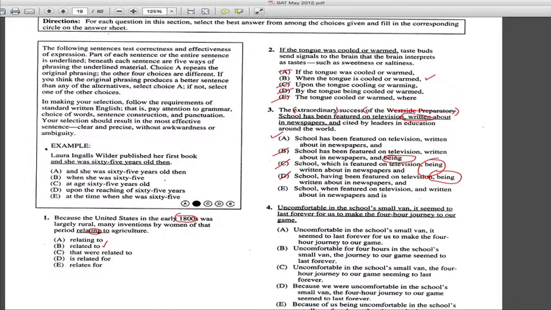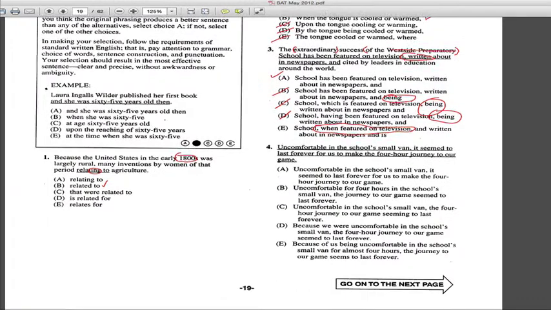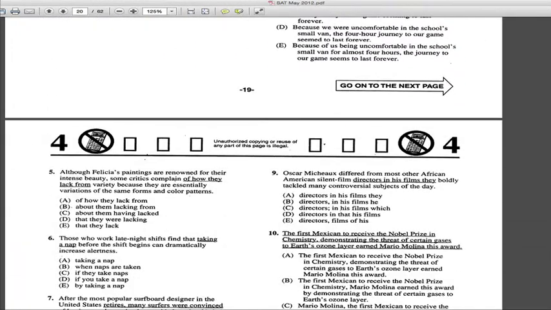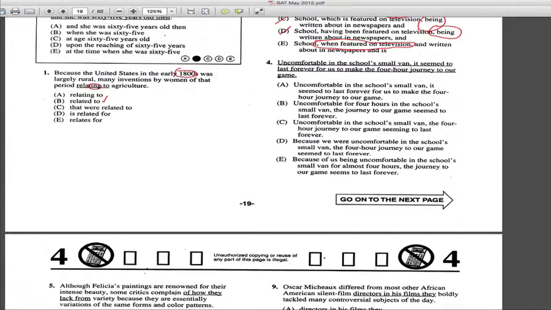Because here you're giving unnecessary comma splices, and it says when it was featured on television, and after that, it was cited. No, actually, the same events happened at the same time. So, be careful about that. Let's go ahead and solve number 4.